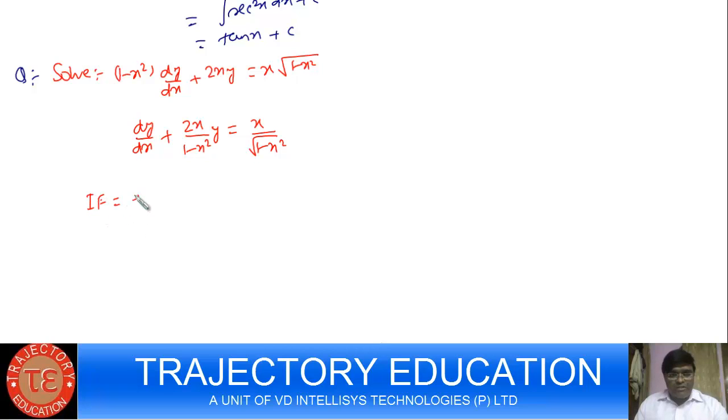So integrating factor in this case is going to be e to the power integral 2x upon 1 minus x square dx, right? So this will come as e to the power integration of minus log of 1 minus x square. But if I take 1 minus x square as t, then minus 2x dx is dt. Now this is 1 by 1 minus x square, right?